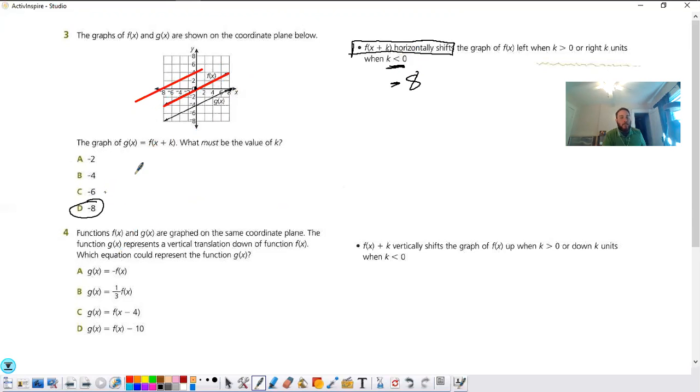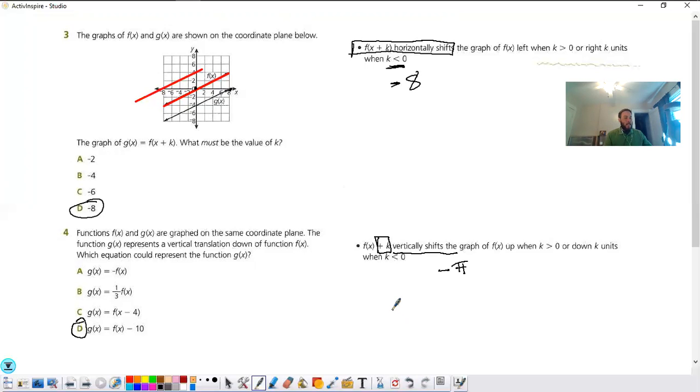All right, the next one says functions f of x and g of x are graphed on the same coordinate plane. The function g of x represents a vertical translation down of f of x. Which function can represent g of x? So when we're doing vertical shifts, right, we're adding a value after the function. And if we're going down, it's going to be a negative number. So the only function that has adding a negative number or subtracting 10 is our last one here. The other ones all don't fit this format, so they're not shifting it vertically up or down.